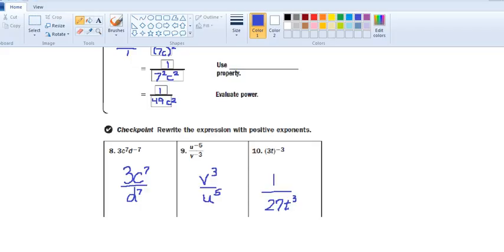And here are the answers for 8, 9, and 10. 8 is 3c to the 7th over d to the 7th. 9 is, you might see this kind of looks like a flip here, v to the 3rd, v cubed, over u to the 5th power. And then 10 comes to 1 over 27t cubed.